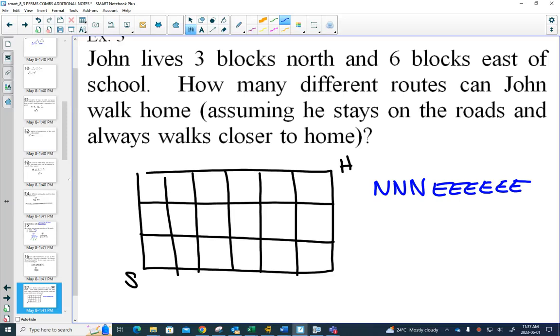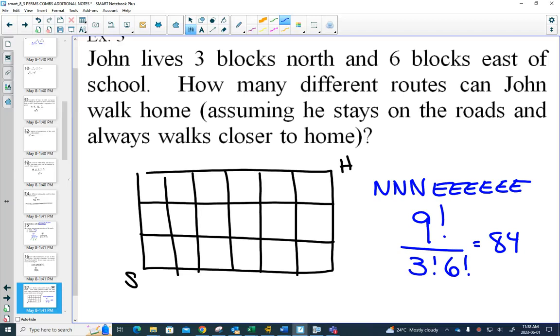How would we count it? Here's our new word, right? And we need 9 factorial, 3 N's, 6 E's. Type this into our calculator, 84 ways in total. Okay? Now, we also learned that you could count the individual pathways all the way to the end. Now, if you're just going in one direction, probably the letters is the easiest.